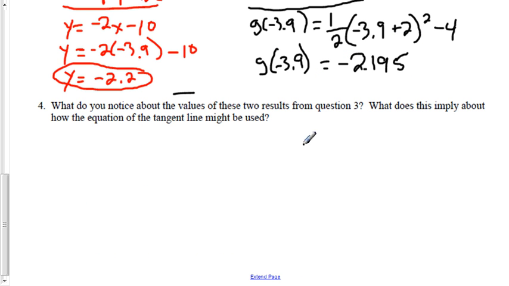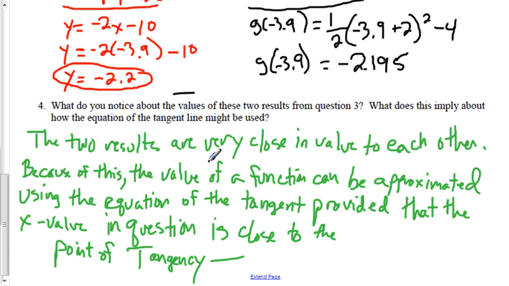What do you notice about the value of these two results from question 3? What does this imply about how the equation of the tangent line might be used? And that's part of what our objective was. So the two results are very close in value to each other. Therefore, the value of a function can be approximated using the equation of the tangent, provided that the x value in question is close to the point of tangency. So our point of tangency was -4, and we substituted -3.9. So that allows us to approximate the value of the function.